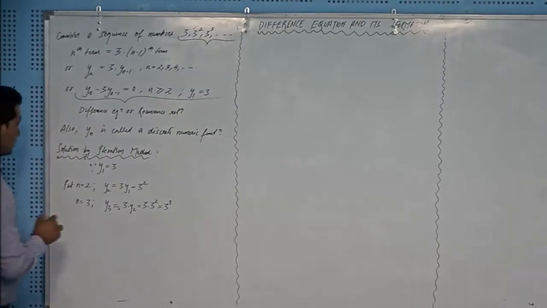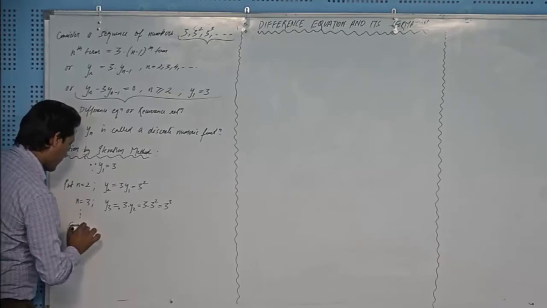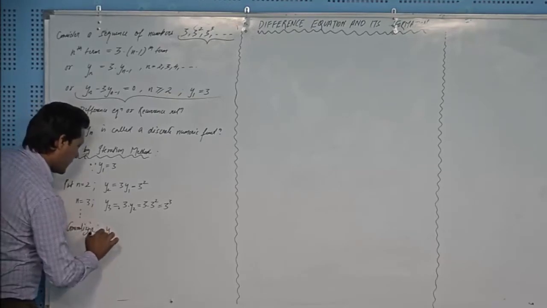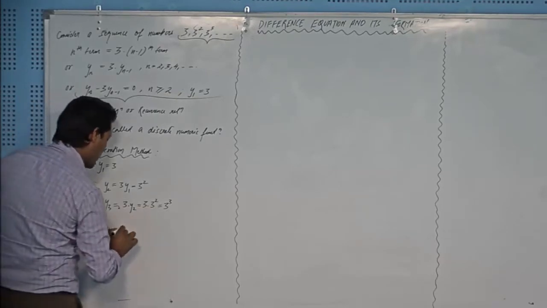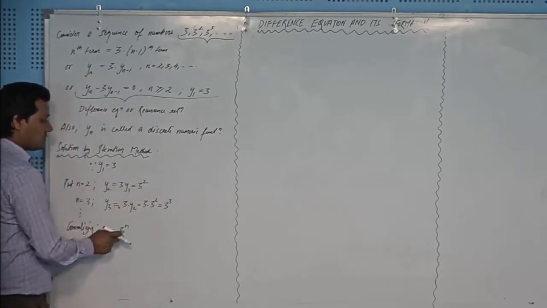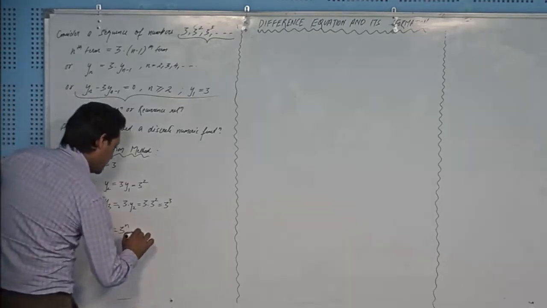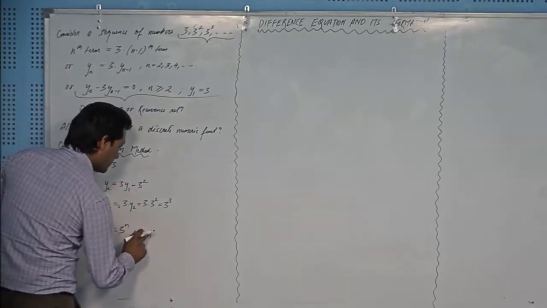So you can generalize from here, and the nth term should be equal to 3 to the power n, because the third term is containing 3 to the power 3, so the nth term will be 3 to the power n. And n starts from 1 this time.